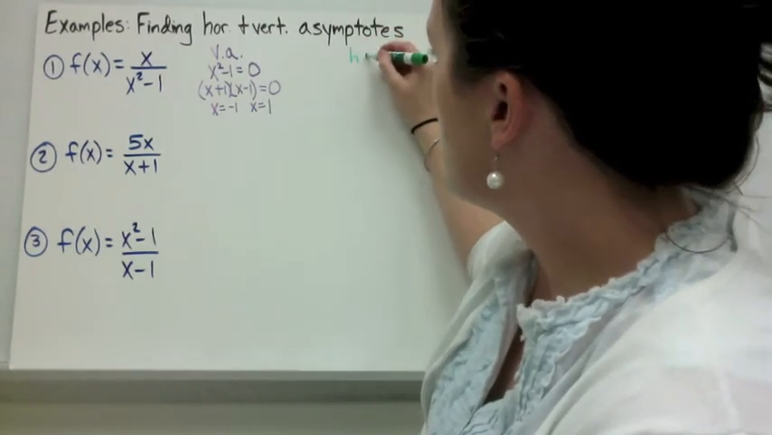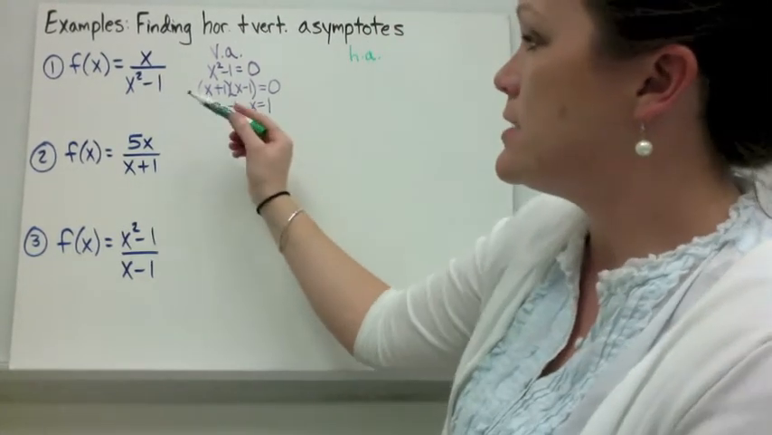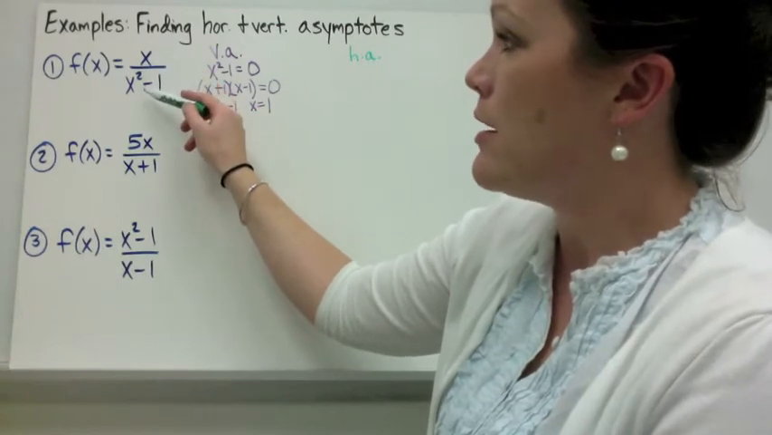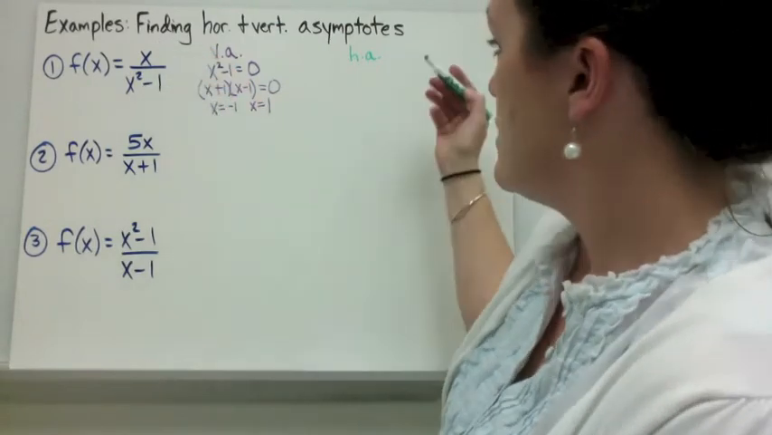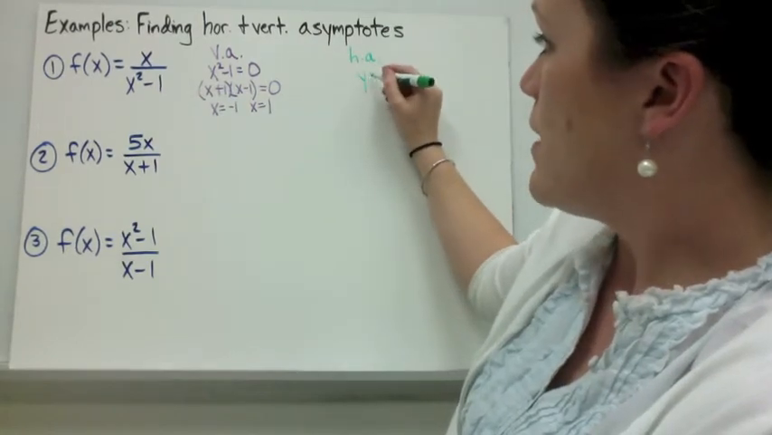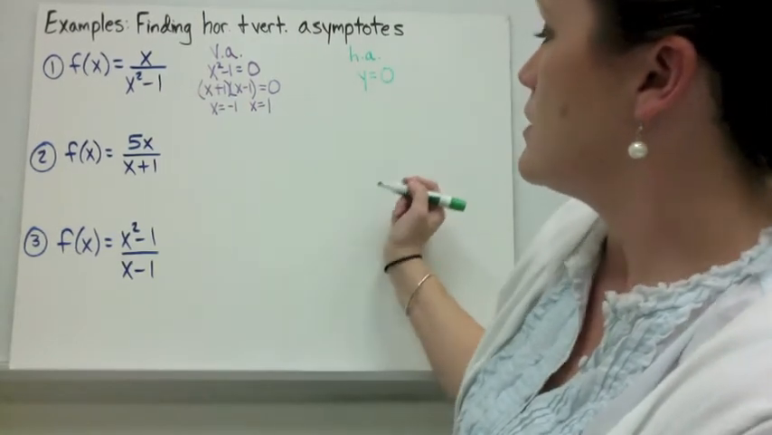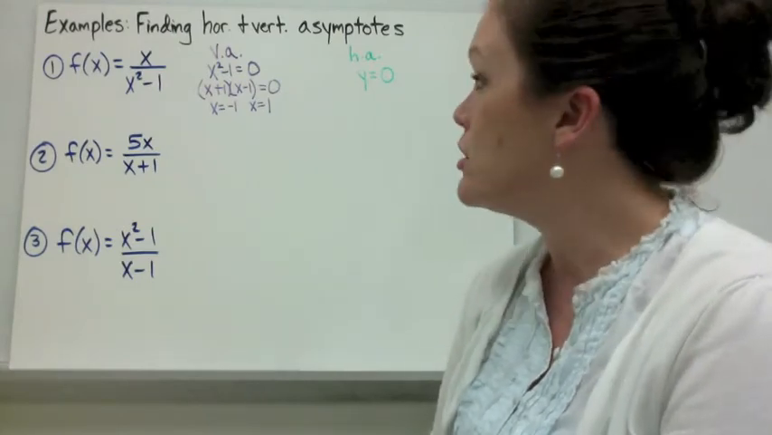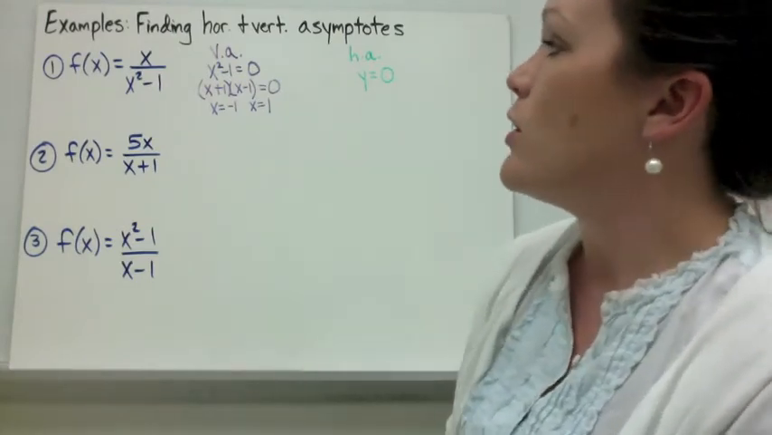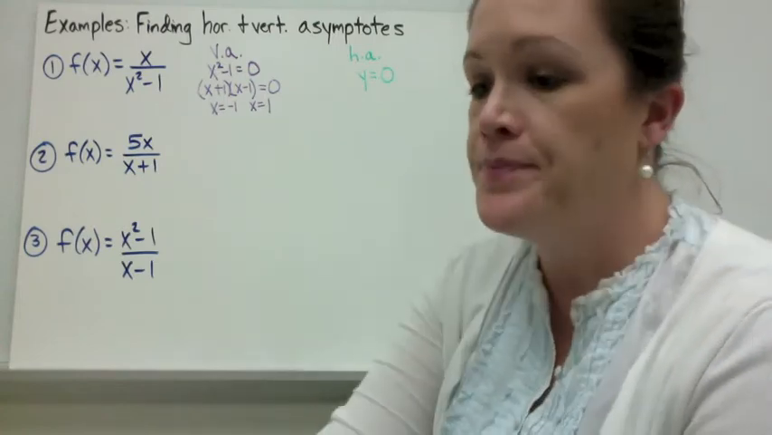Now let's look at horizontal. For our horizontal asymptotes, we compare the degrees in the numerator and the denominator. Here our degree is smaller in the numerator than it is in the denominator. That's the most popular type you see, because that's typically what happens on a rational function. The denominator usually is larger. So we would just say y equals 0, which is also the x-axis.